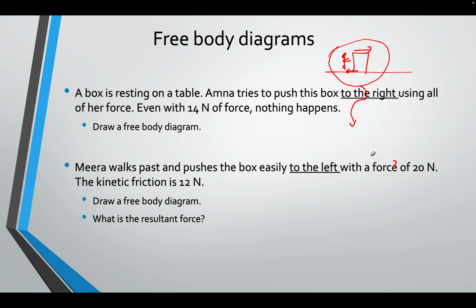Somebody, Mira, is walking past, pushes the box easily to the left with a force of 20 newtons, and the kinetic friction is 12. Same idea now as what we just drew, but now I'm going to have an arrow 20 newtons to the left, and this is 20. But to the right, the friction's only 12, so it'll be a smaller arrow, maybe half the size or something like that, just to show that it's a different size. You still have your gravity, and then you will still have your normal force. If it's floating in the air, or if something is flying, there will not be a normal force. You will have something else instead, so keep that in mind. This is only because the box is sitting on the floor. Thank you.